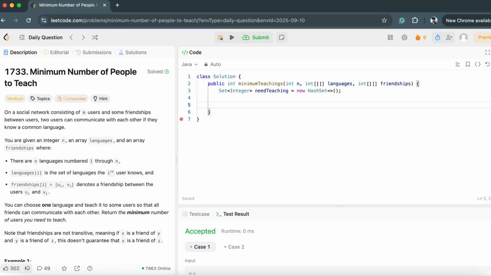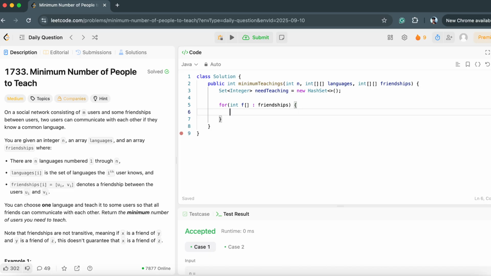Because they are not having any common language, what we will do is we'll iterate through these friendships. I'll name the iterator f only, and we have this friendship array. Let me just get this and paste it right over here. So it is in the form of an array.